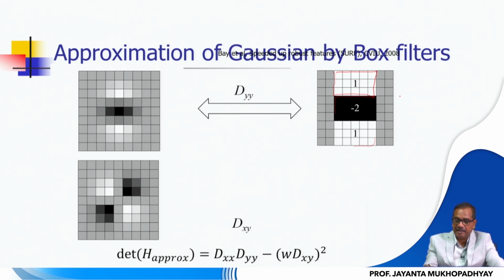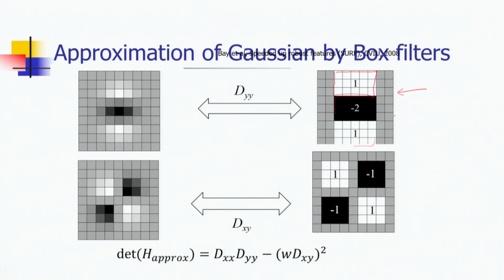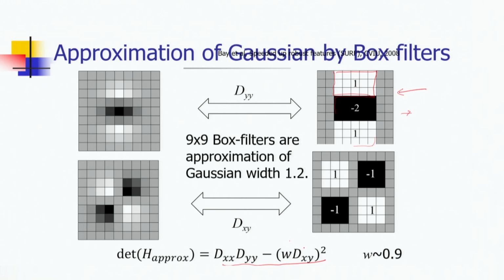If you increase the size of this box, the scale will be increased, and this is for Dxy. In the same way, if I look at the horizontal placement of this rectangle, it will be Dxx, which is not shown here, and then you can compute the determinant in this fashion. This w is roughly 0.9, and these 9 cross 9 box filters are an approximation of a Gaussian with width 1.2. These are things that have been established empirically. It can also be shown theoretically.